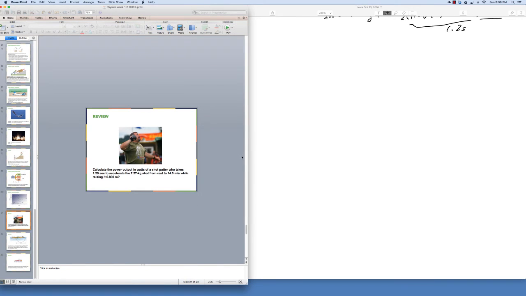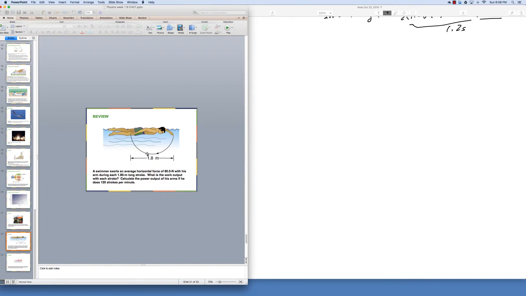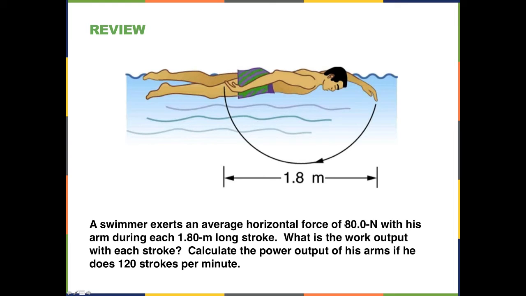So let's move on to our next person, who exerts an average horizontal force of 80 newtons with his arm during a 1.8 meter stroke. What is the work output for each stroke? Calculate the power output of his arms if he does 120 strokes per minute.